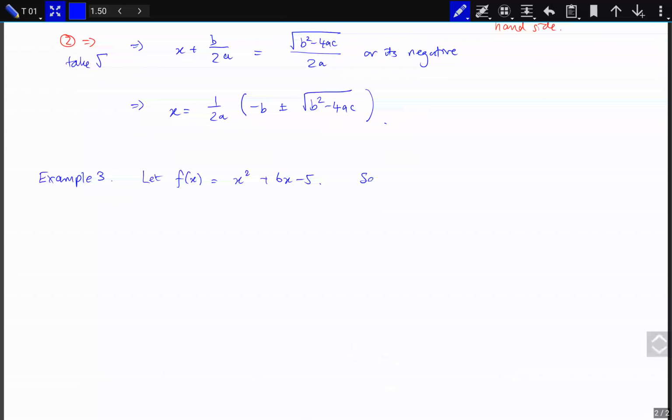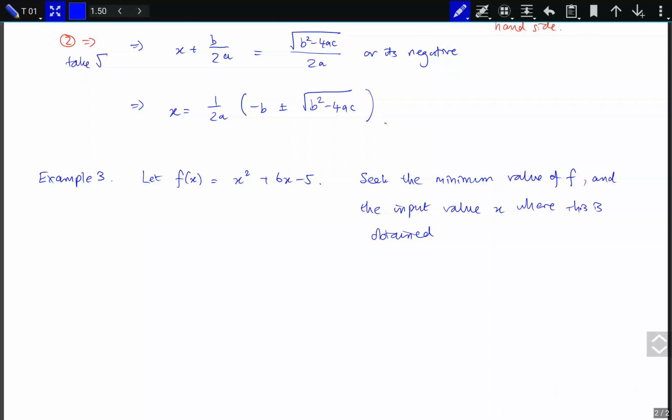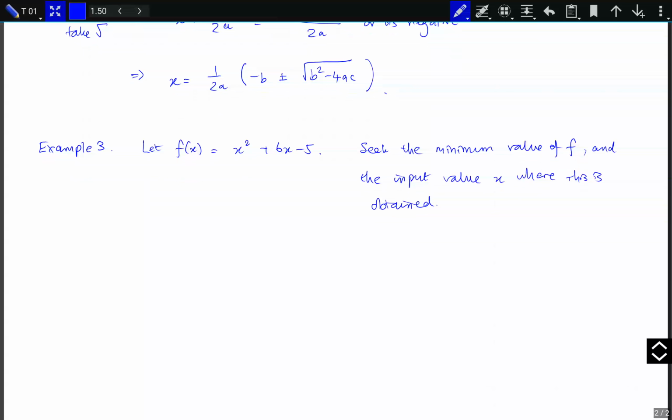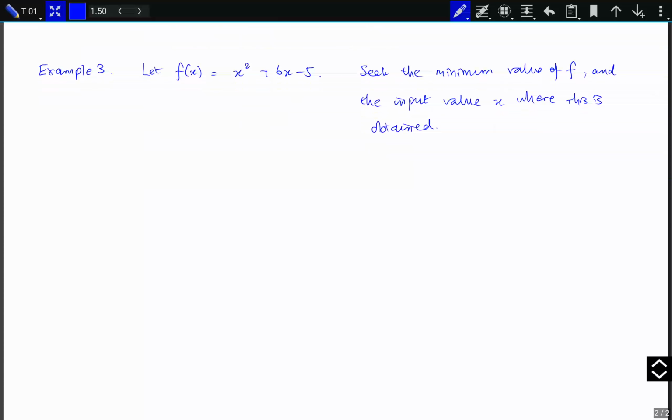So we seek the minimum value of f and the value of x, the input value x, where this is obtained. Those of you looking ahead can of course use calculus, which finds turning points, therefore extremal values. But let's use completing the square.